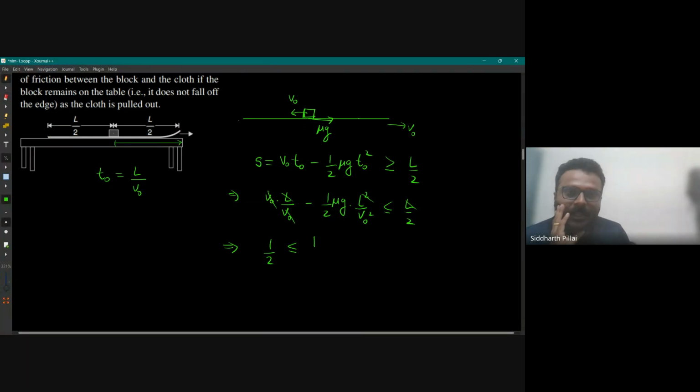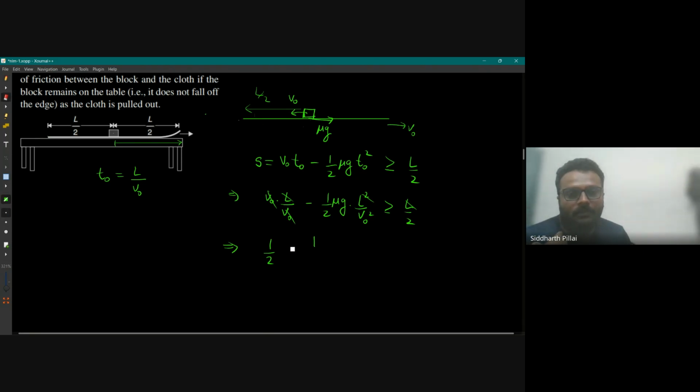In the cloth frame that we are talking about, not in the table's frame. In the cloth frame, this should be traveling more than L by 2 so that it can get off the cloth. If it travels less than L by 2, then it is getting pulled along with the cloth. So it will basically come out of the table, right? It will fall off the table. So this should be greater actually, not less. Now it will make sense.